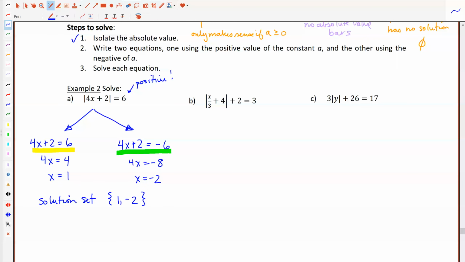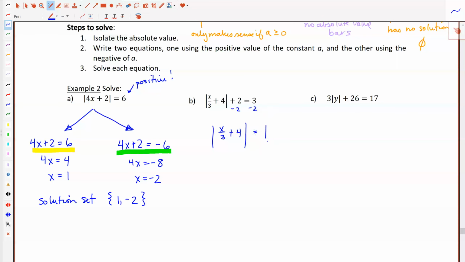Alright, so that's what it looks like to solve these absolute value equations. So let's try that again. On our second example, it's going to be the absolute value of x divided by 3 plus 4, close the absolute value, plus 2 is equal to 3. So on this one, our first step, isolate the absolute value, is not already done, so we're going to have to do that. So the first thing we're going to do is subtract 2 from both sides, and I get the absolute value of x over 3 plus 4, close my absolute value, is equal to 1.